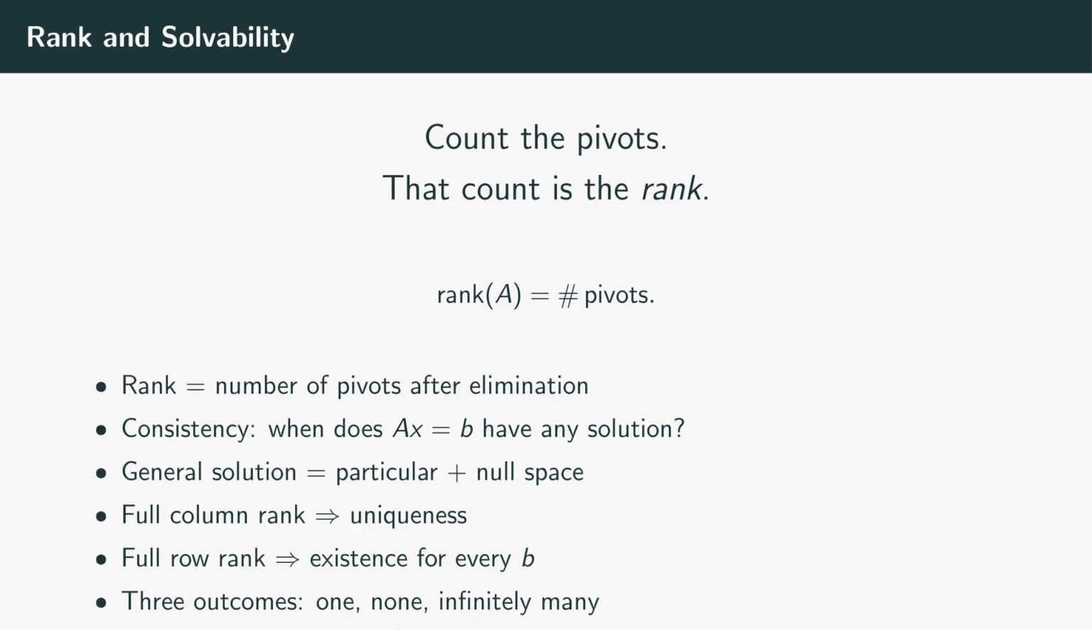Rank decides whether a system can be solved at all, and if it can, whether the answer is unique or one of infinitely many. Today we define rank as that pivot count, derive the condition for a system to be consistent, and describe every solution at once as a particular solution plus the null space. We will isolate two clean situations, full column rank, which forces uniqueness, and full row rank, which guarantees existence for every right-hand side, and we will see that every linear system on Earth falls into exactly one of three outcomes: one solution, no solution, or infinitely many.